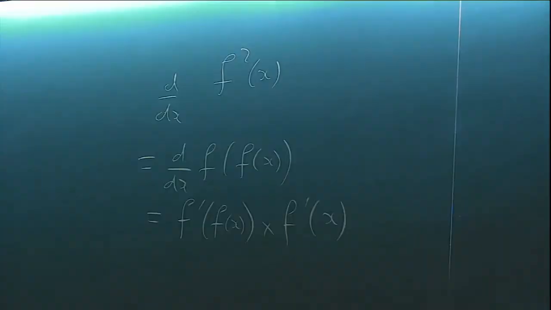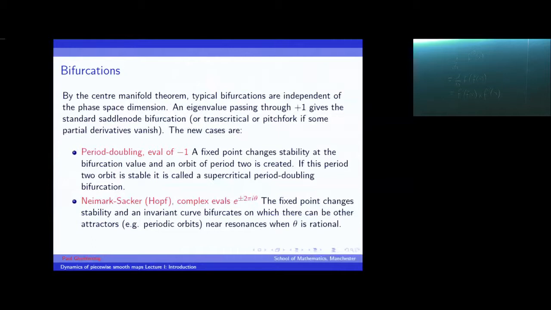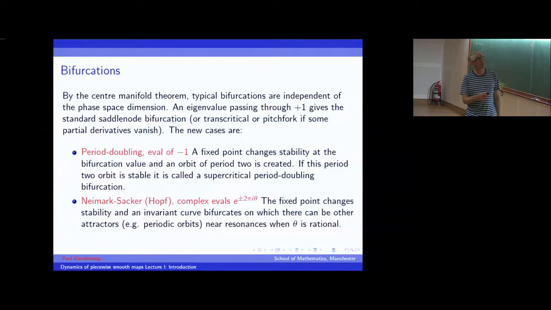And we've already talked about the bifurcations. I'm just trying to get to where I want to stop. So we've said this as well, so let's get this out of the way, and then we can have a break. Center manifold theorem for smooth systems: typical bifurcations are independent of phase space dimension. Eigenvalues passing through plus one gives the standard saddle node. The new cases we get in higher dimensions are period doubling for an eigenvalue of minus one, and Hopf bifurcation for non-trivial e to the plus or minus 2 pi i theta.